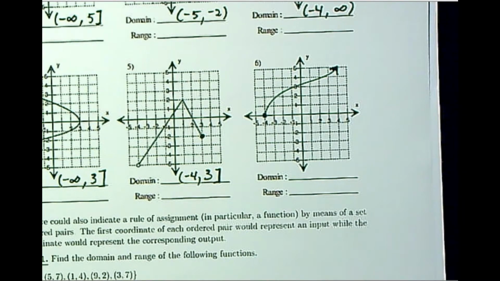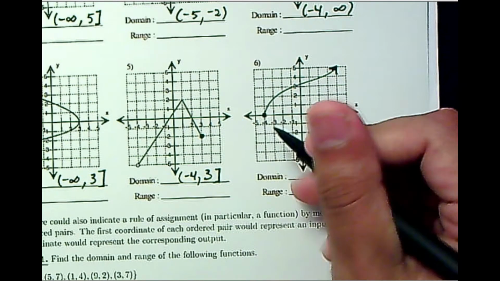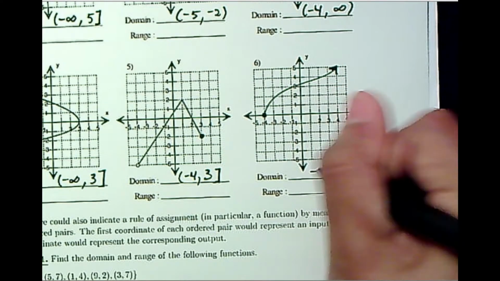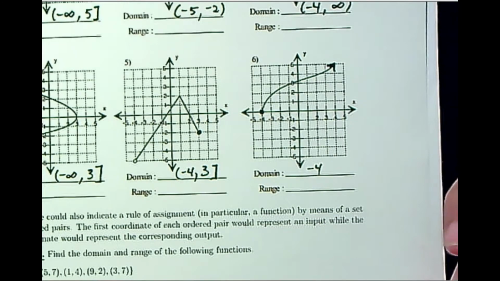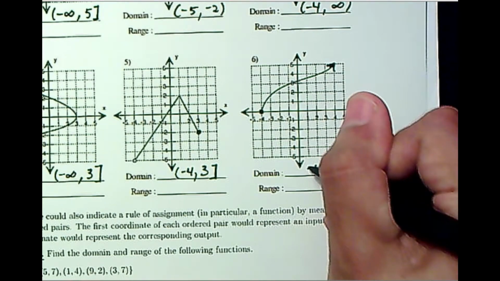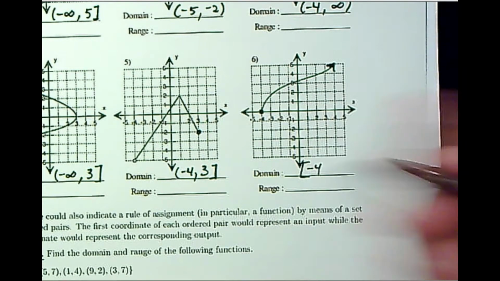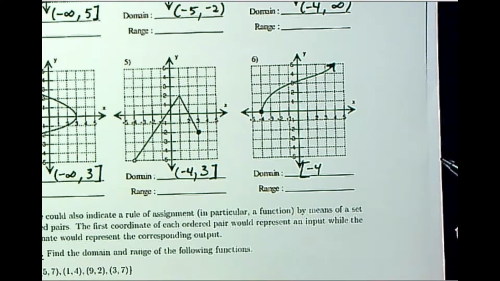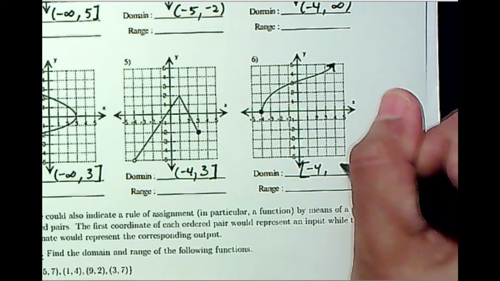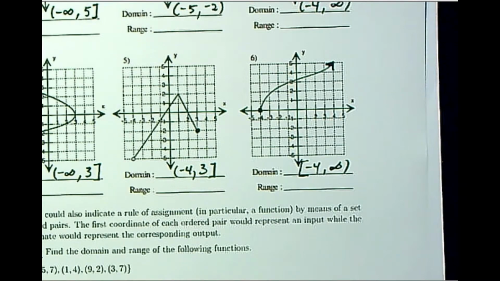So that means you start at -4. I should have said -4. I don't know if I said -4 or 4. -4. So you start at -4, that is included, and then you keep going to the right forever. -4 to infinity. And that is the domain. That's how you find the domain.